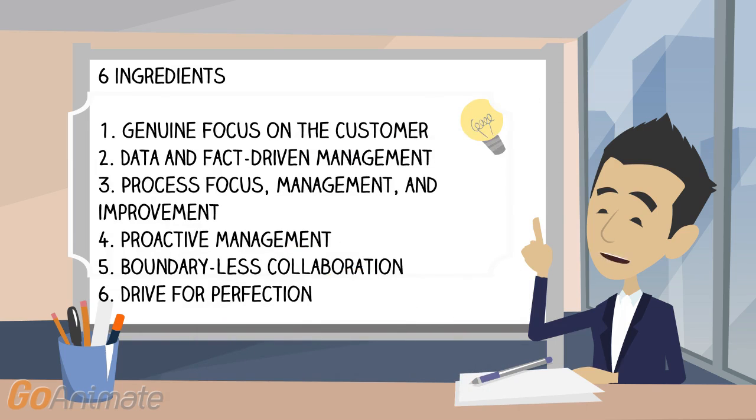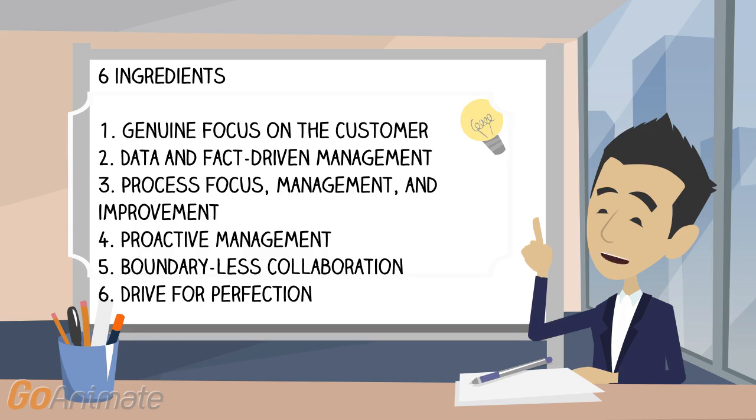There are 6 key ingredients of Six Sigma. Let's look at each one. First, genuine focus on the customer. Performance measurement begins and ends with the voice of the customer, or VOC. We need to understand what the customer requirements are. Defects are defined as failures to meet customer requirements, and improvement is measured by impact on customer satisfaction, or value added to the customer.